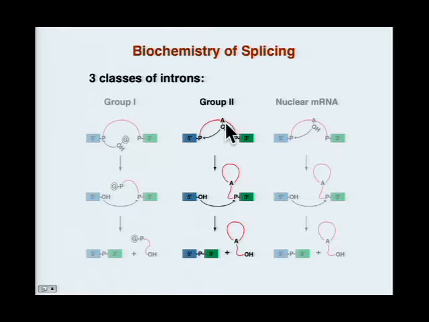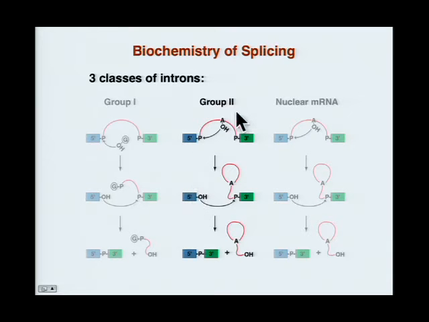So this 2' hydroxy nucleophilically attacks the 5' splice site, making a new phosphodiester bond between the 2' hydroxy and this 3' phosphate at the 5' splice site. And we'll look at this binding in a little more detail in a moment, but this binding makes a lariat. So at this adenosine, we have 3' to 5', 3' to 5', and 2' to 3'. Okay? And so we're making this loop structure.